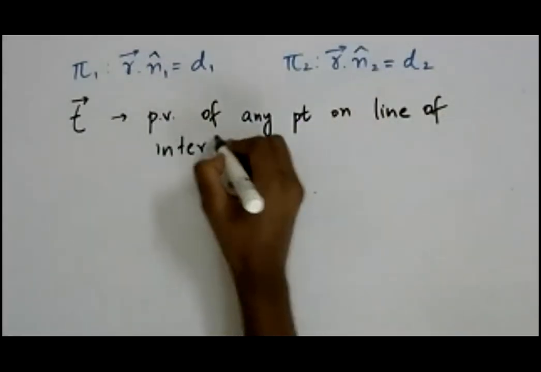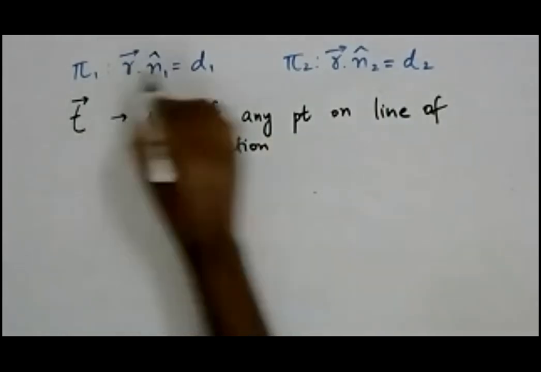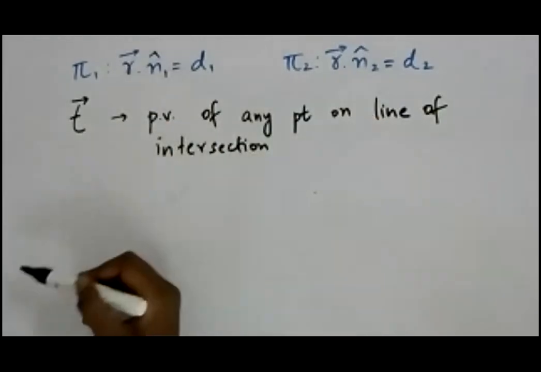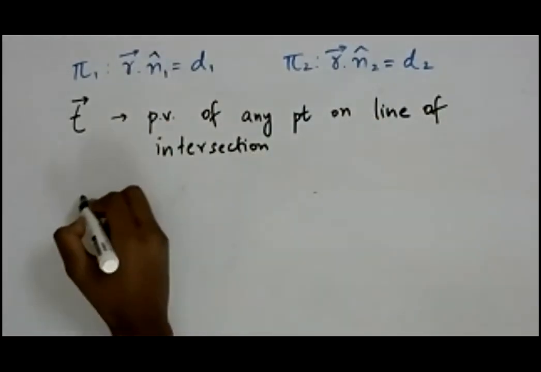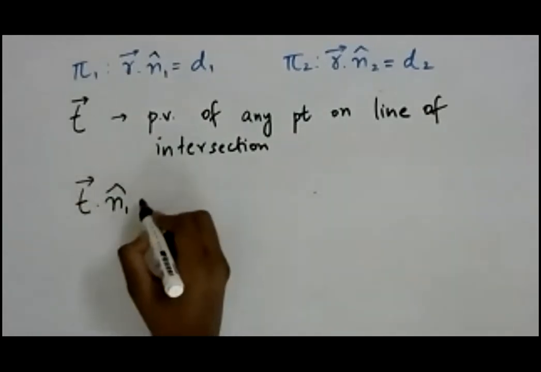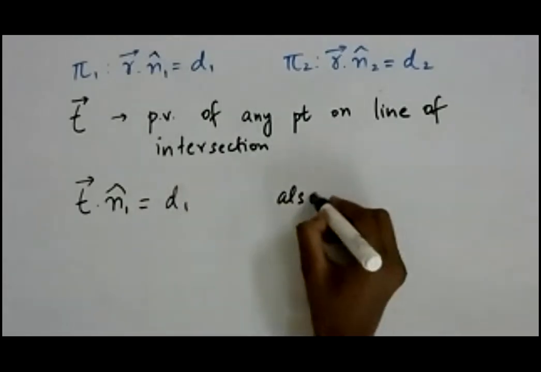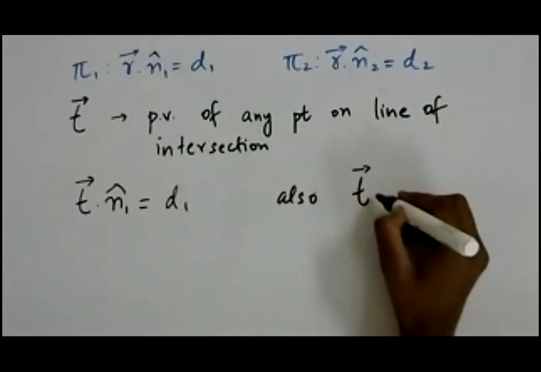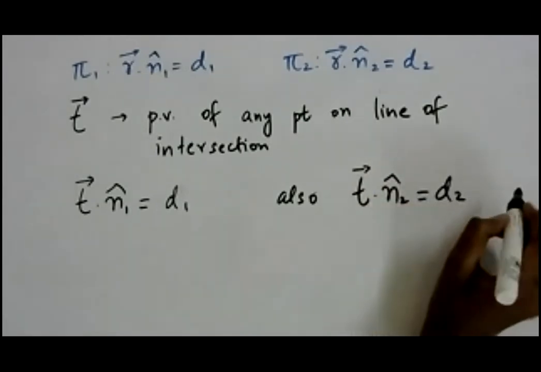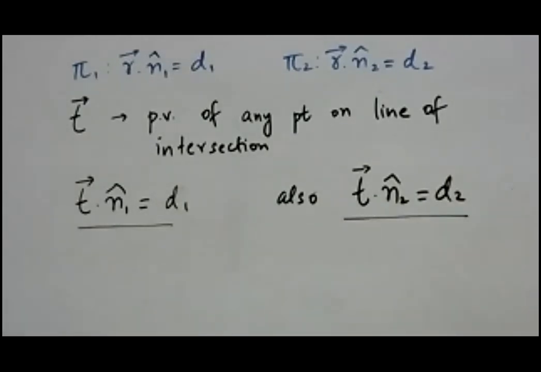Since this point is lying on both the planes, this vector should satisfy both the equations. That means we have t vector dotted with n1 hat vector gives d1. Also, we have t vector dotted with n2 hat gives d2. So we will be using this to prove the further one.